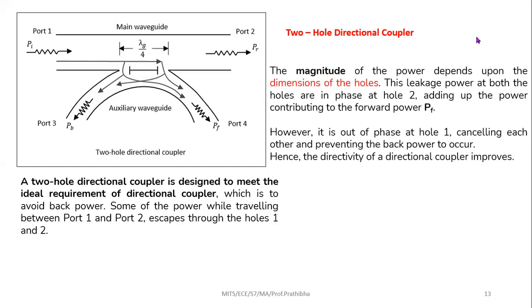One more point is that the magnitude of the power depends on the dimension of these holes. How much power is getting leaked out or how much is in the forward direction all depends on the dimension. Whenever we are designing anything in the microwave lab, from the rectangular waveguide to circular waveguide to the magic T to the directional coupler, the dimension is to be given a lot of significance, because the directive nature of each component depends upon these dimensions. So just to know the two-hole directional coupler.